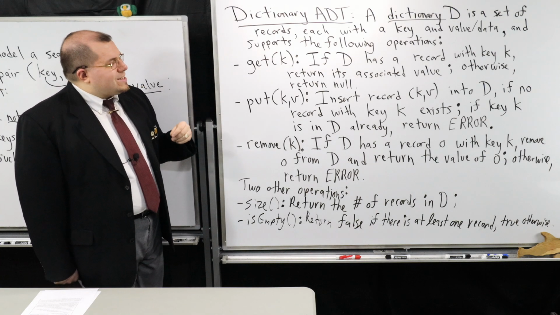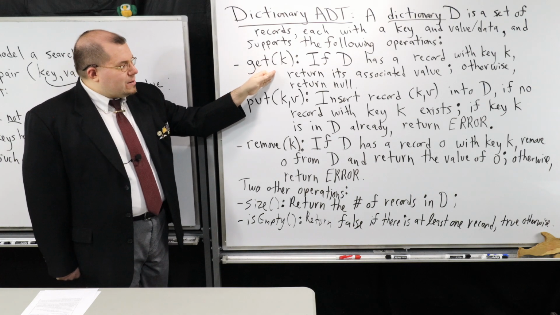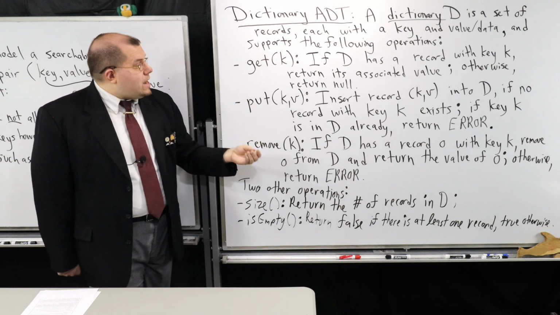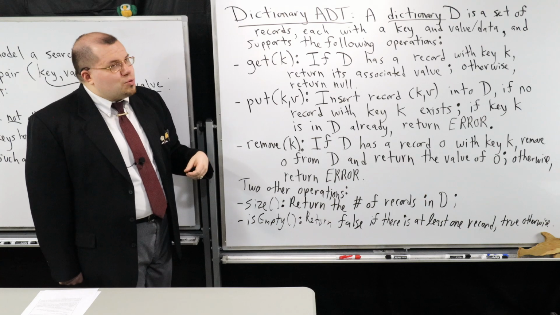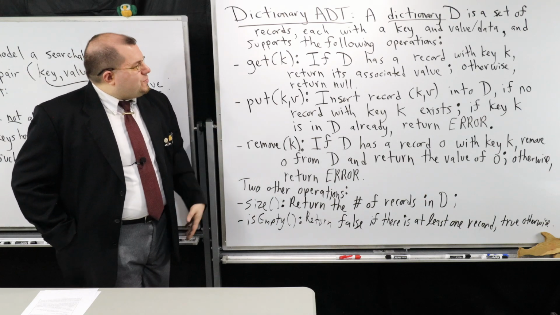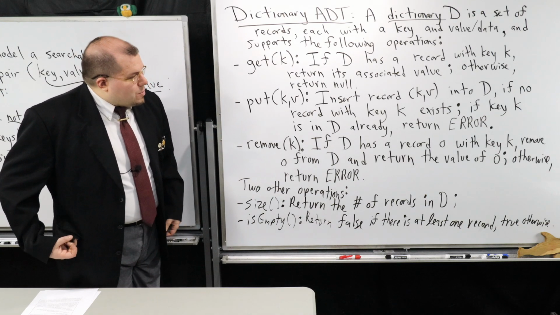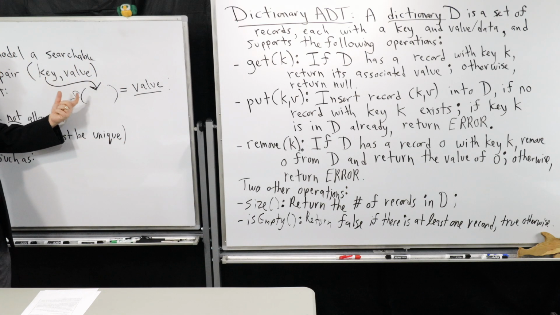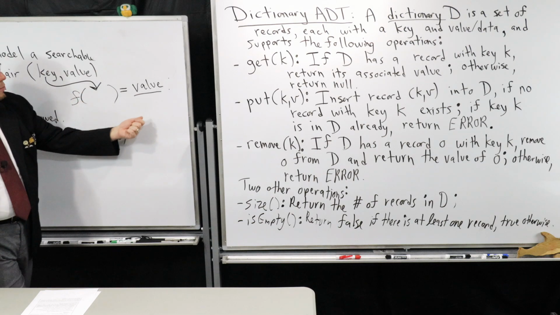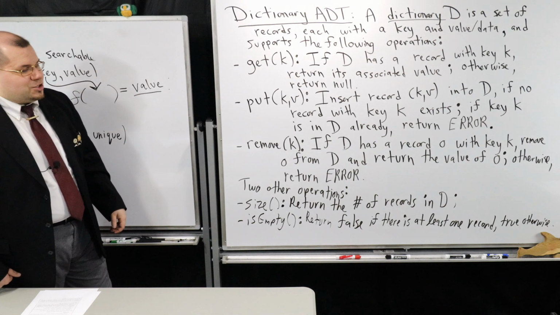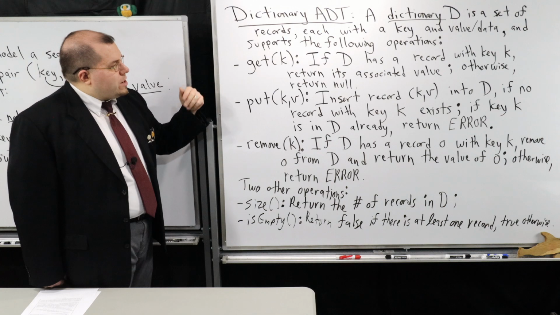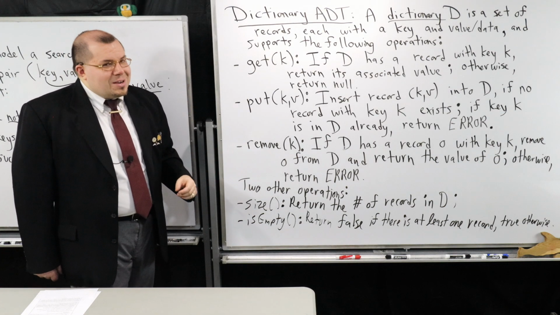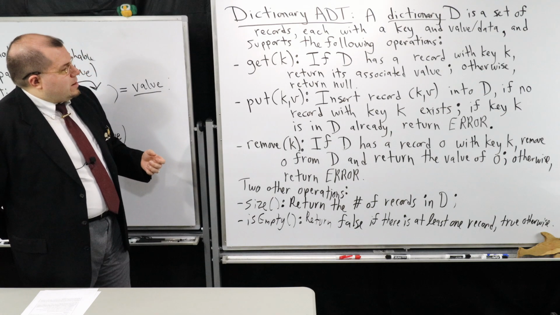But the first one is called get. So I give you a key K, and I want to know if D has a record with key K; if so, return the associated value for that given key. So remember, just like I said over here, I imagine I give you the key. I want to find it, and I want to return what the value is. Seems very natural, right? So that's what the get operation is. Now, if it does not exist in the dictionary, you're going to return null. So this is how we're going to define the dictionary.